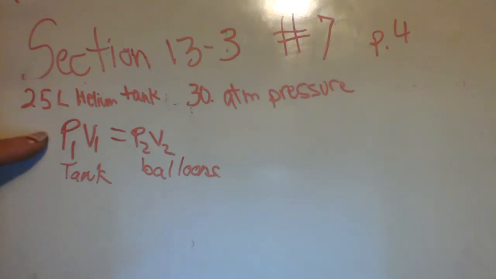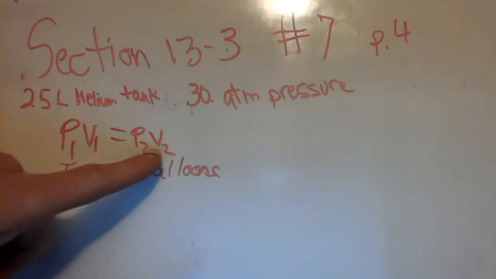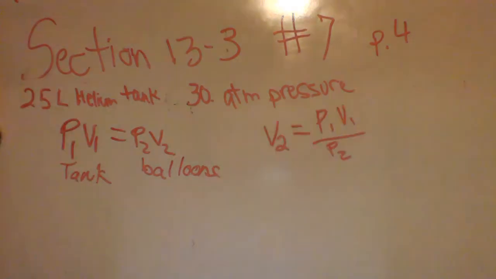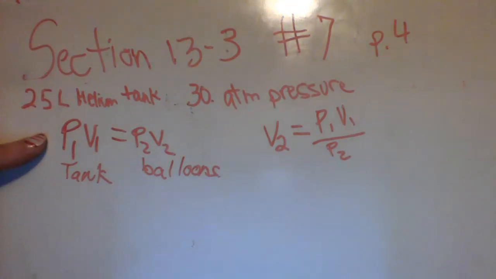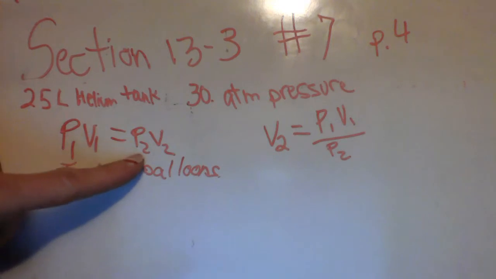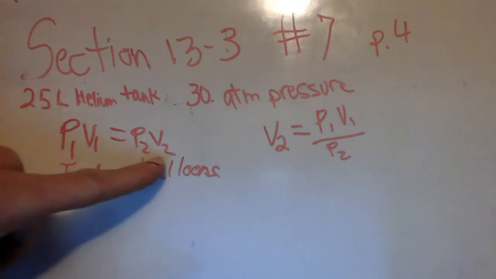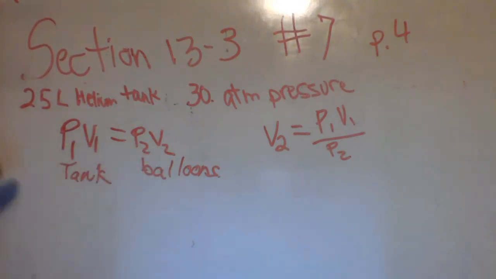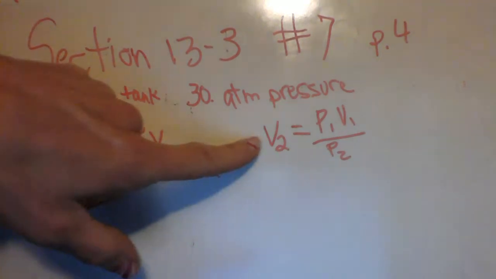We're going to rearrange this equation so that we're solving for the volume in the balloon. We rearrange this equation by dividing both sides by P2. When we divide this side by it, they cancel out and leave volume by itself. This is the resulting equation.